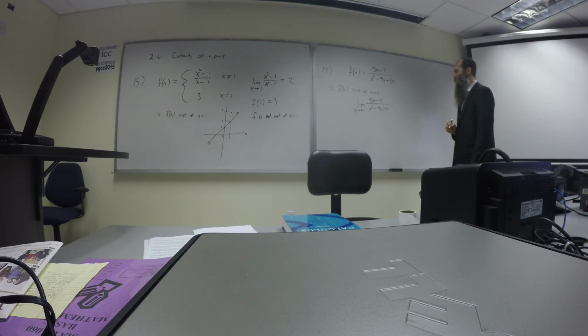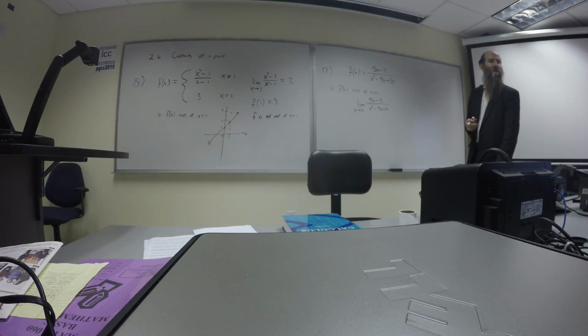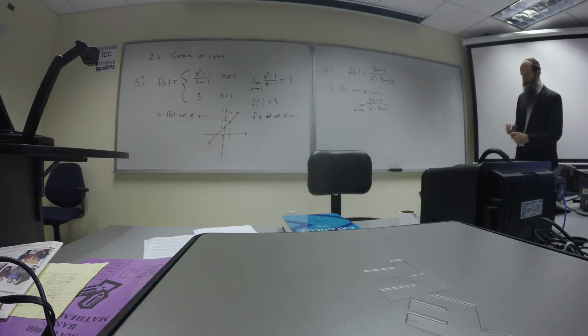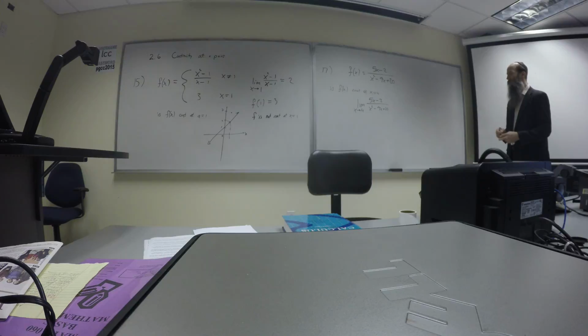What do you want to do? Just try to plug it in. First thing, just see what happens. Why don't you plug it in the top? Finite value, 18, right? Non-zero value at the top. What's the bottom do? Heading towards 0. 36 minus 36 is 0, right? Heading towards 0.